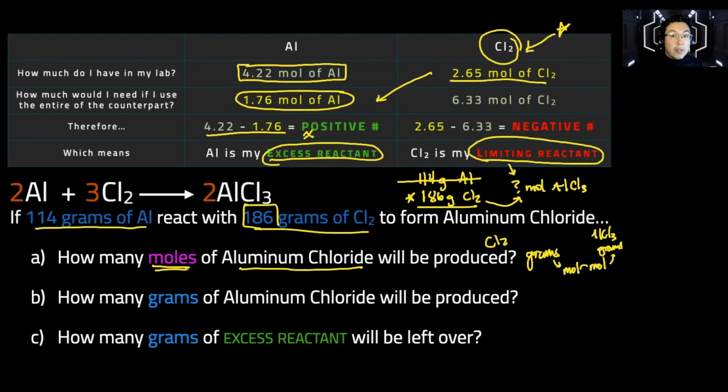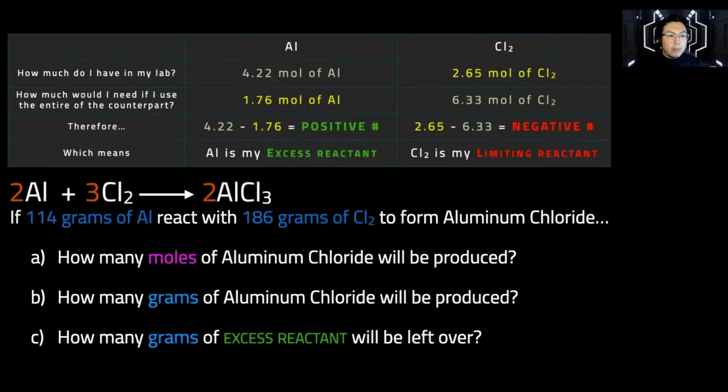But remember that these are moles. The question is asking for grams. So once you find the difference between these moles, now you just multiply it by the amount of grams, which is 27, remember the molar mass of aluminum, and we will get the answer for this problem, right?